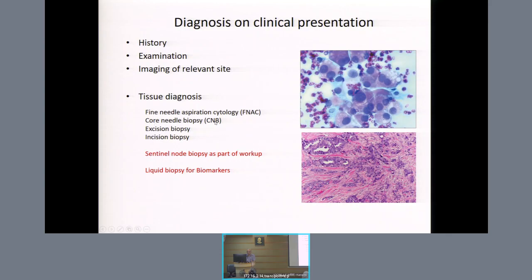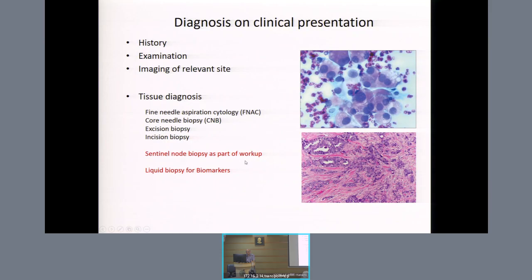But in core needle biopsy, a thicker needle is inserted and a core of the tissue is removed, and that is stained with hematoxylin and eosin, and that is examined. It will give you a complete picture, and one can also perform different molecular assays on it. There is an excision biopsy when you take the whole cancer, or incisional biopsy, which means when the cancer is so advanced that you are unable to remove it, and for diagnosis purposes, you just take a sample.